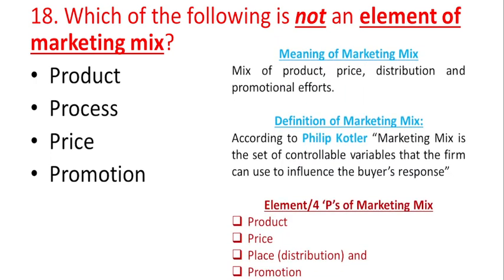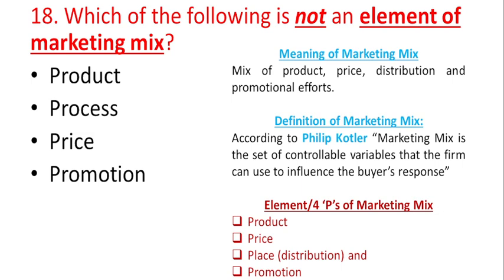So meaning of marketing mix. What do you mean by marketing mix? Marketing mix is the mixture or mix of the product, price, distribution and promotional efforts. Philip Kotler has defined the marketing mix as the set of controllable variables that the firm can use to influence the buyer's response. So there are various elements of marketing mix.